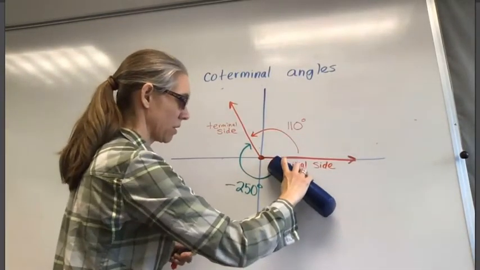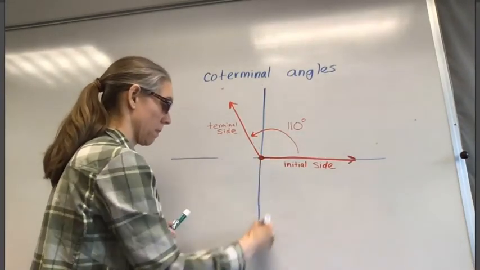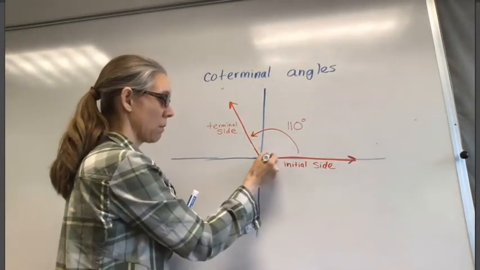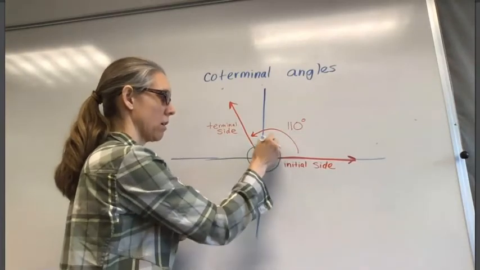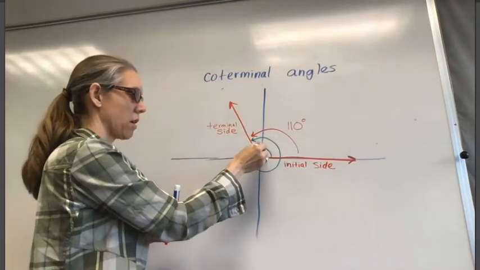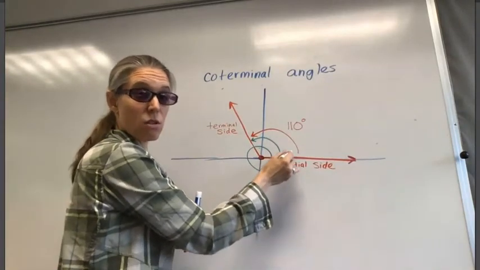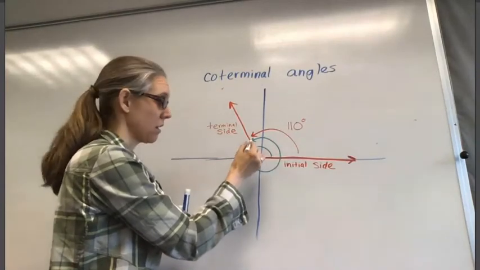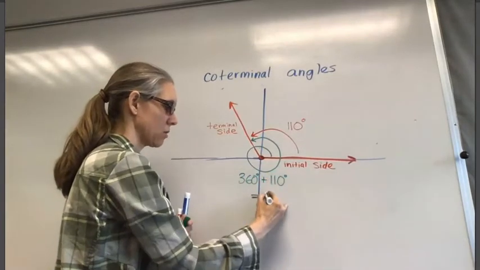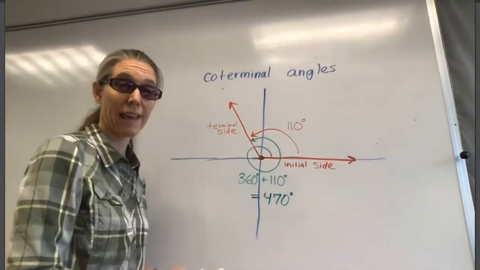Okay, so another example would be if I start at this initial side. Let me erase this one so it doesn't get too cluttered. So let's say I start again at the same initial side, but this time I go around, basically around 1.5 times roughly. So I go around a full circle, 360 degrees, plus an additional 110 degrees. So 360 degrees plus 110 degrees is going to be 470 degrees. So these are coterminal angles.